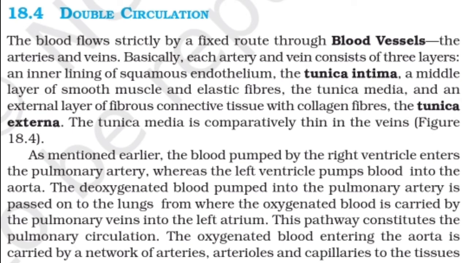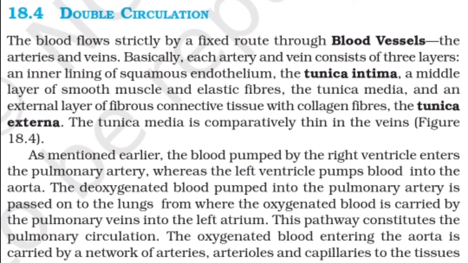(In bracket, Figure 18.4.) As mentioned earlier, the blood pumped by the right ventricle enters the pulmonary artery, whereas the left ventricle pumps blood into the aorta. The deoxygenated blood pumped into the pulmonary artery is passed on to the lungs, from where the oxygenated blood is carried by the pulmonary veins into the left atrium. This pathway constitutes the pulmonary circulation.